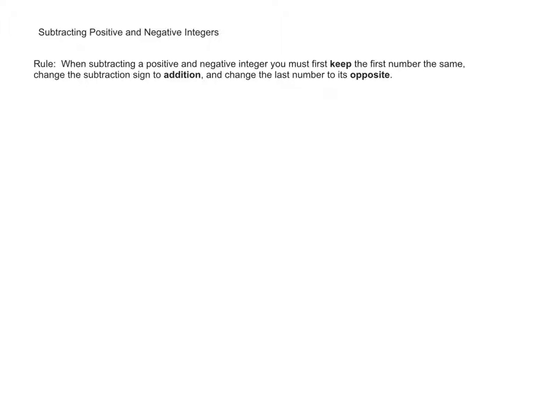Hi everyone, this lesson is focusing on subtracting positive and negative integers. The rule for subtracting positive and negative integers is, when subtracting a positive and negative integer, you must first keep the first number the same, then change the subtraction sign to addition, and finally change the last number to its opposite.